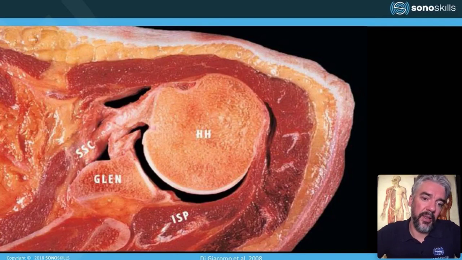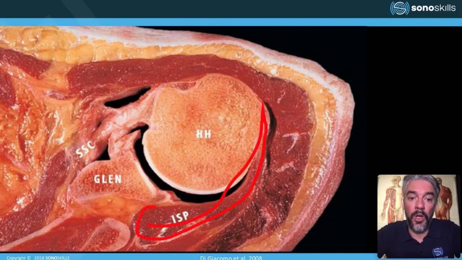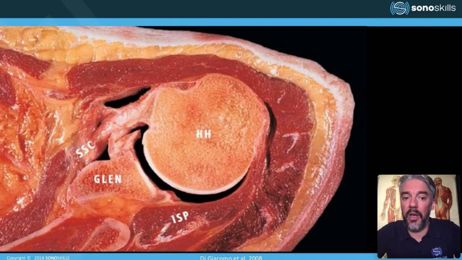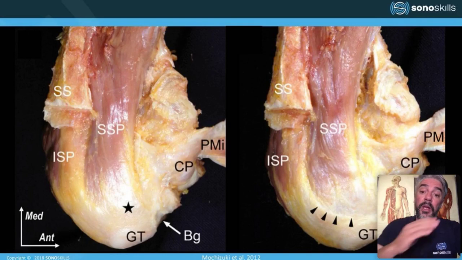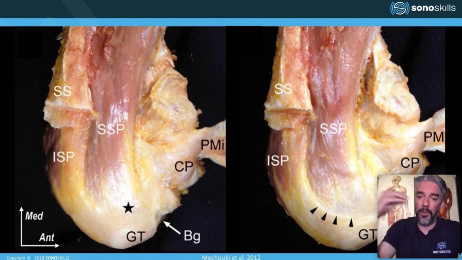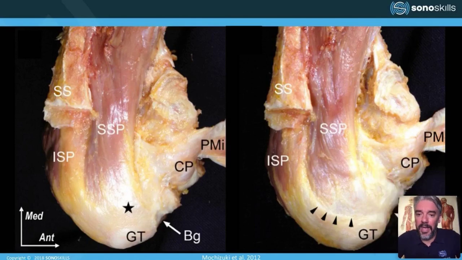And when scanning the infraspinatus, we also know that the subacromial subdeltoid bursa is superficial to it. And we also know that the infraspinatus has a nice connection with the glenohumeral capsule, but also with the posterior glenohumeral labrum. So when externally rotating and internally rotating, we can see the infraspinatus pulling on the glenohumeral capsule, but also pulling on the posterior labrum.